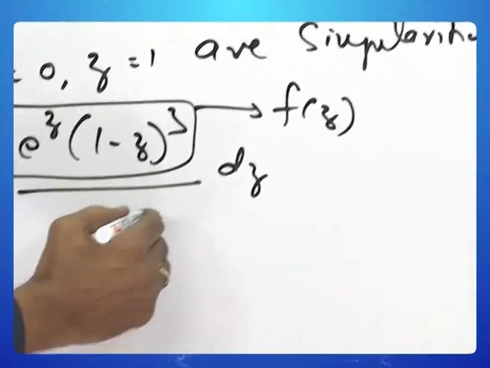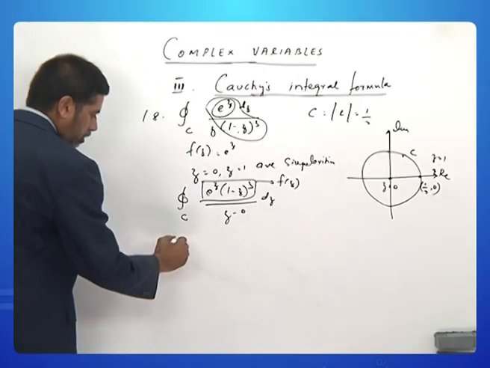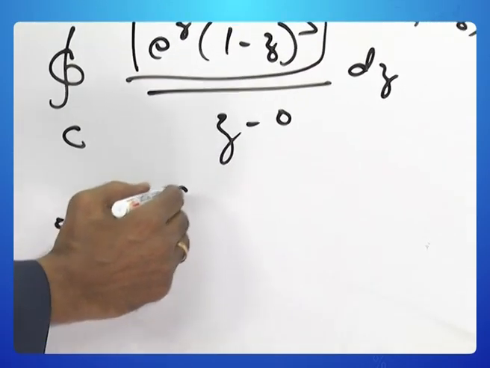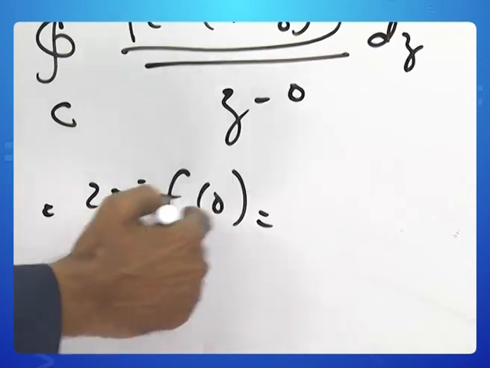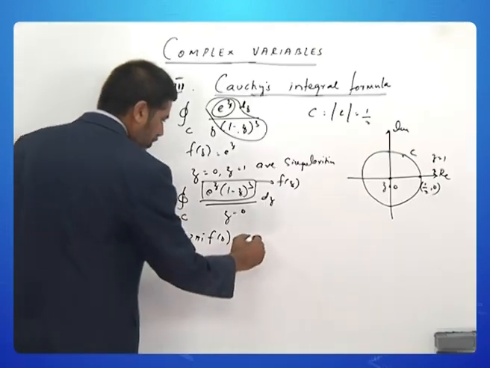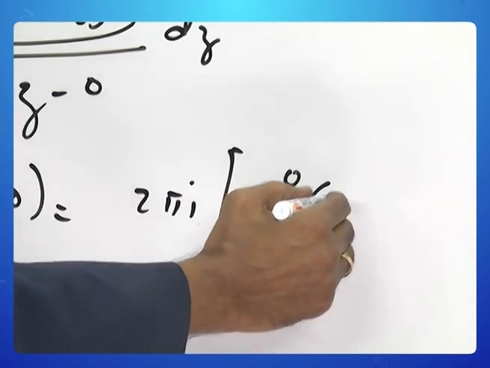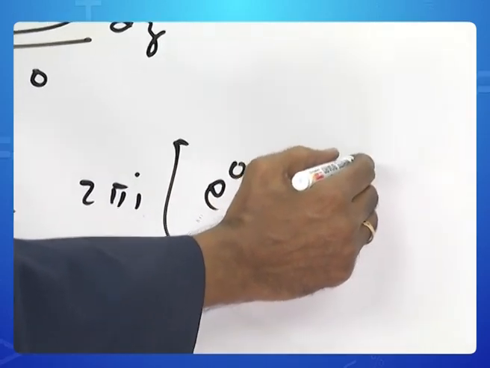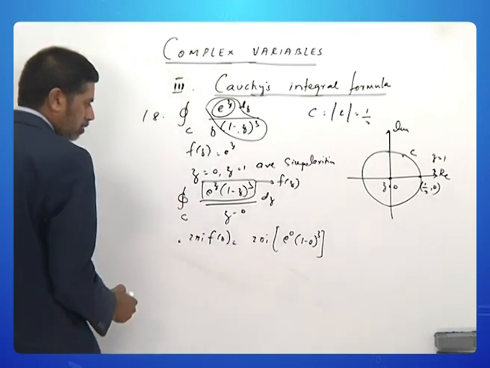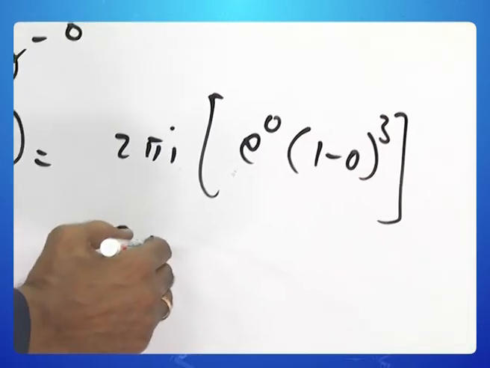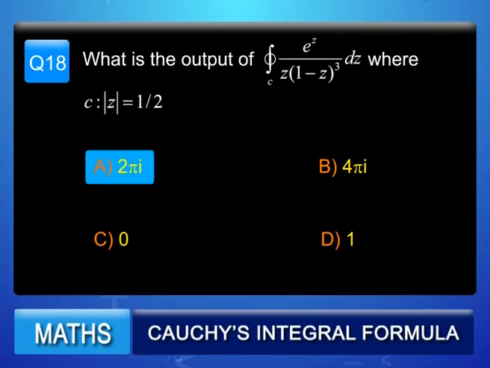We can write for convenience z minus 0. So the output of this is 2 pi I f of 0, where f is this numerator. So this is 2 pi I into e power 0 into 1 minus 0 whole cube, which ends up as 2 pi I, showing A as the correct option.